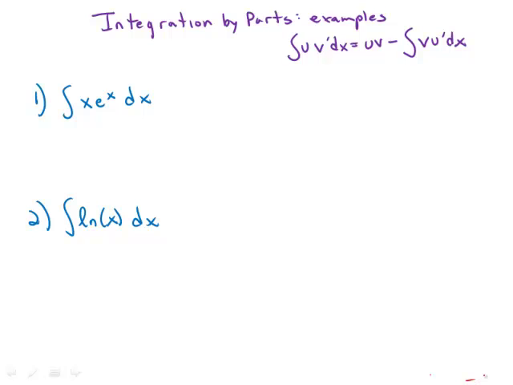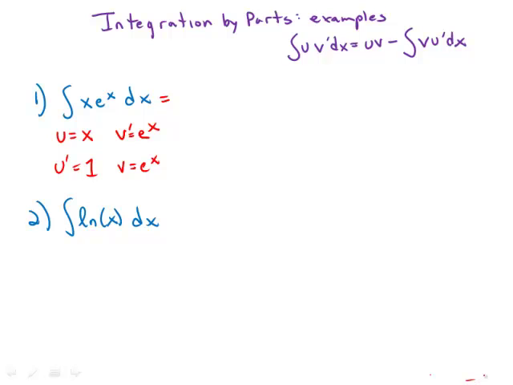And in general, if we have a polynomial times either an exponential or a trig or a logarithmic function, that is an ideal situation for integration by parts. And so what we're going to do is choose u equals the polynomial part. Here u equals x and v prime equals e to the x. Well, the derivative u prime would just be 1. And the integral, v, would just be e to the x.